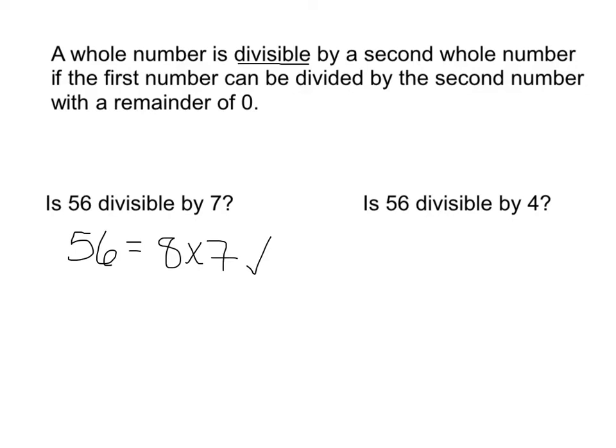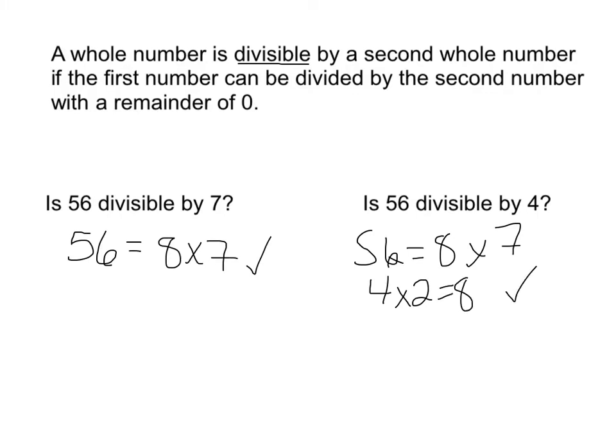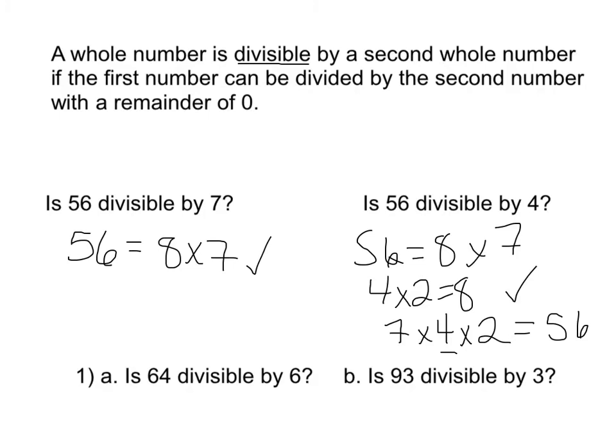Alright, so now let's look at it again. Still looking at 56, is 56 divisible by 4? Well, again, I know that 56 equals 8 times 7, and 4 times 2 equals 8, so 56 is divisible by 4, because if you were to do 7 times 4 times 2, you would get 56, so it is divisible by 4. Pause the video and just use some mental math to try doing these too.